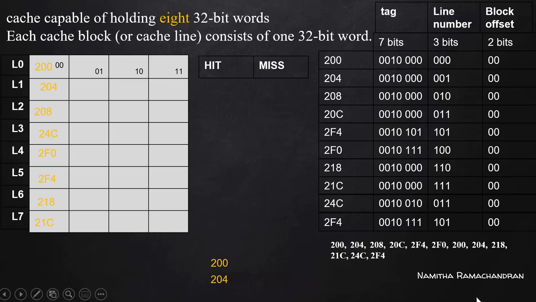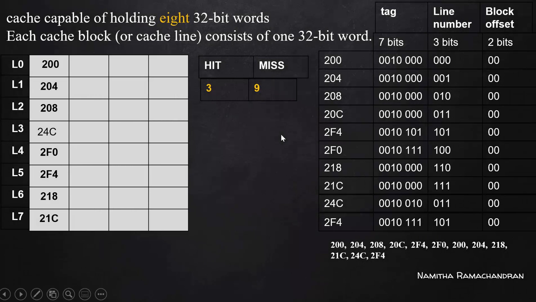So at the end of the first pass, what is the status? How many hits and how many misses? Total 3 hits and 9 misses. So at the end of the first pass, this is the case: 3 hits and 9 misses. Based on the current status, now we need to repeat it again.